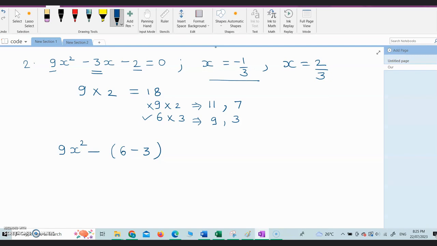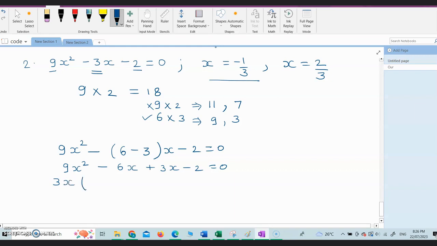And if we multiply 6 and 3, it will be equal to 18 times x minus 2 equals 0. Now we will open the brackets. Please make sure you always put these inside a bracket so that you will not become confused with the symbols. So it will be minus 6x plus 3x minus 2 equals 0. Now we will take common from this. We will take 3x common from here. So it will be 3x minus 2.